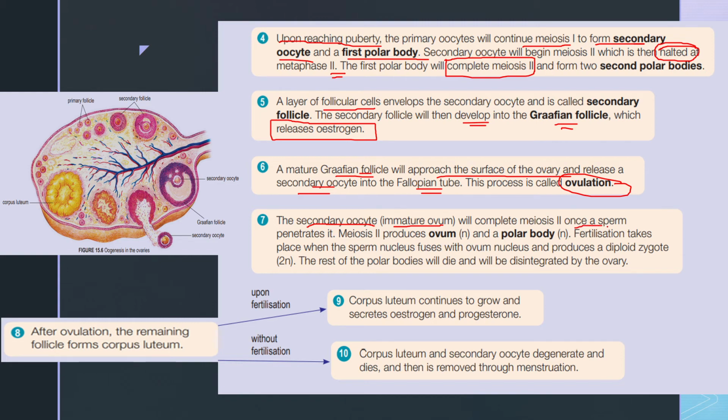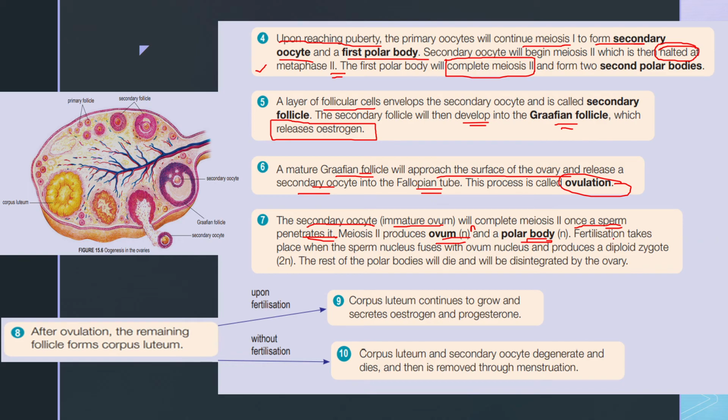That means if there is sperm that penetrates the secondary oocyte, which is immature, then only meiosis 2 will be completed from metaphase 2 just now. Okay, from here. Then only it produces ovum, which is the matured one. Okay, this is the female gamete, which is haploid, and a polar body.